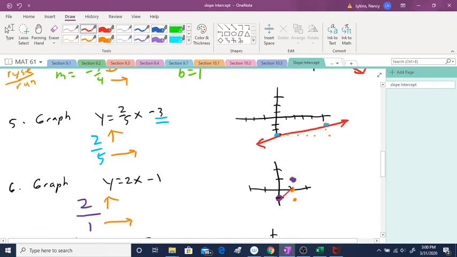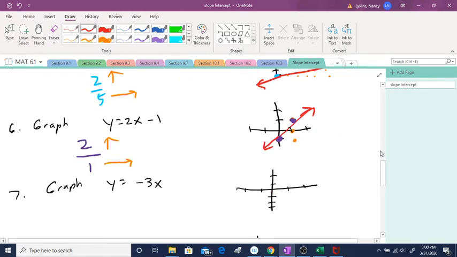And this also is going up. This also is going upward because the 2, which is the slope, is positive.